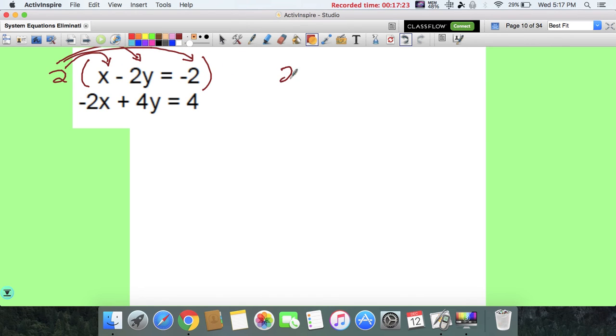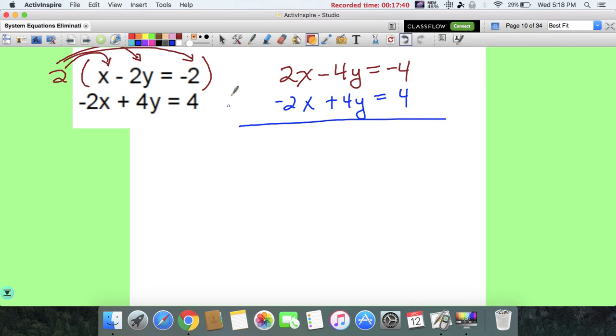2 times x is 2x. 2 times negative 2y is negative 4y equals, and 2 times negative 2 at the end is negative 4. Let me write the second equation. Negative 2x plus 4y equals 4. In this case, note, the reason I multiplied by 2 is so that I can get a 2 over here, so that when I add, I have two opposites, right? Because they will become 0.